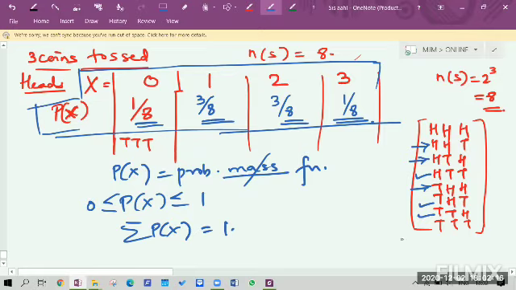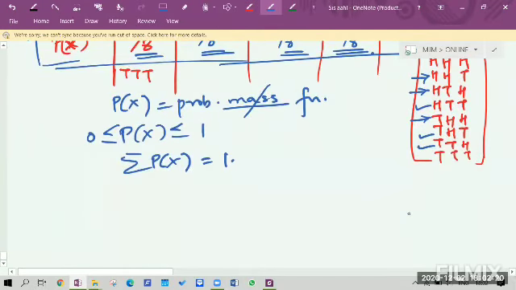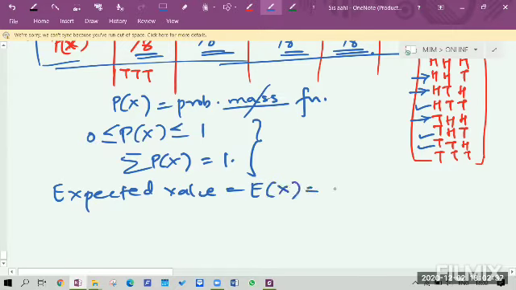Okay. Now, once you've done this, here you understood what is probability function and what are the conditions for probability function, P of X. Now, if you are asked to find out expected value, that is E of X, also known as mean, also denoted by letter mu, then how do you find it out? You get it from the table.